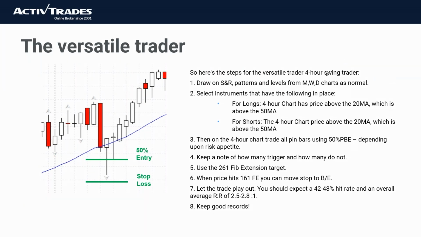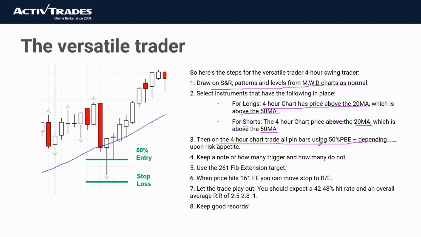So, as I said, draw on the levels from your monthly, weekly, and daily charts, because you don't want to be buying into resistance, and you don't want to be selling into support. For longs, on your 4-hour chart the price has to be above the 20 and above the 50. For shorts, it should be below the 20 and below the 50. On the 4-hour chart, you trade all the pin bars in line with what you're doing.